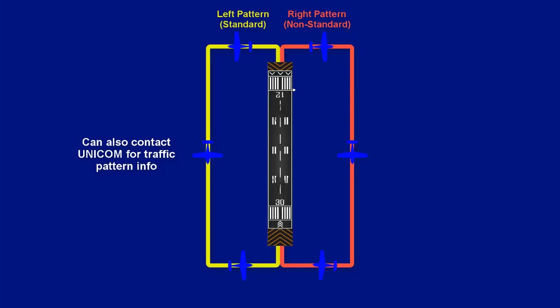You can also contact the Unicom operator or look for the traffic pattern indicators near the runway, which are the segmented circles. Segmented circles usually surround the wind indicator like a windsock and show turns from base leg to final leg. These line up and correspond with the runways.